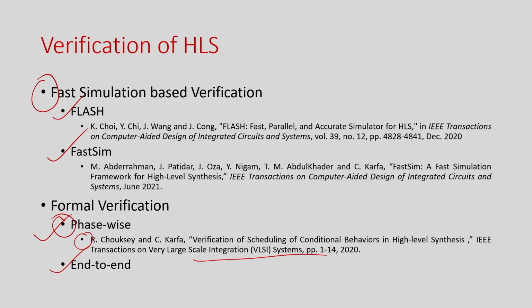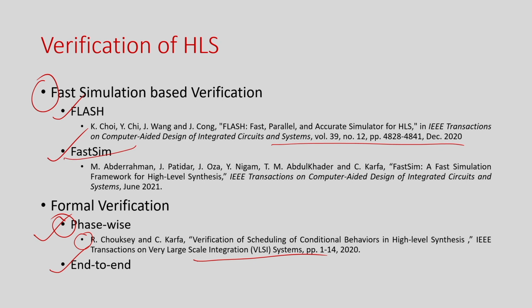In this context there are two recent works which are very important, one is Flash and one is FastSim. What Flash does is generate C code from the schedule after scheduling, because once you do the scheduling everything is fixed. So, it takes the intermediate information from the tool after scheduling, and from there you generate the schedule C code, and then it simulates.